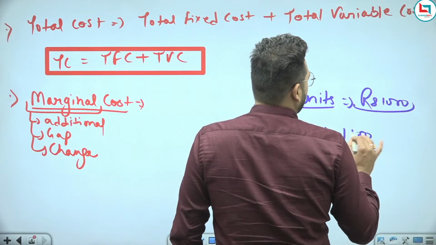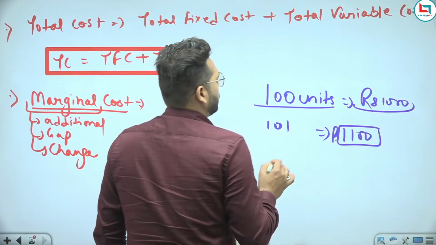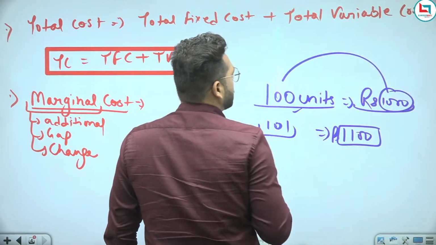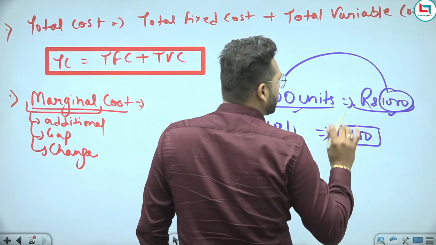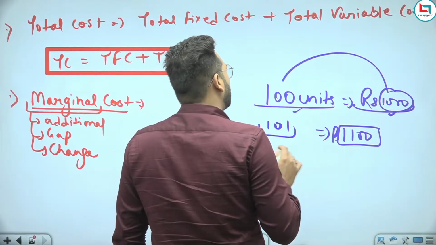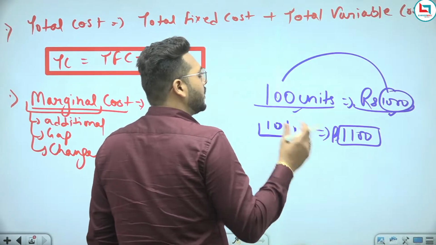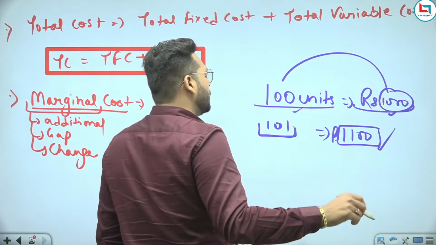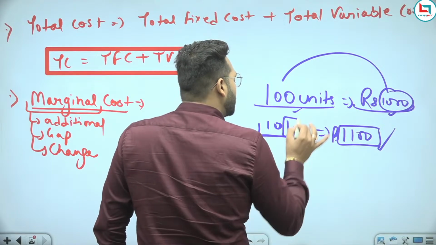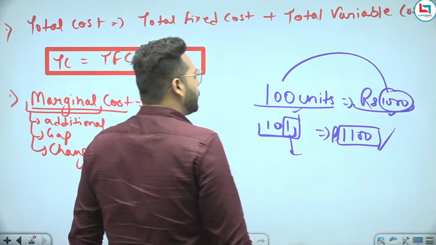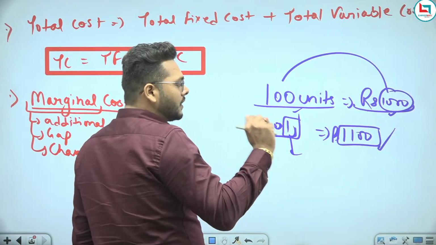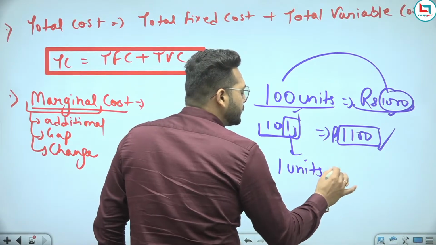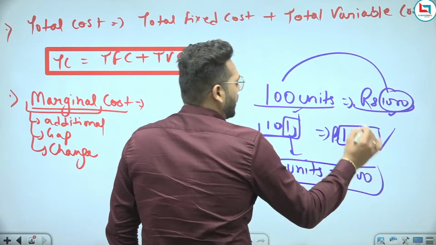Let's say it becomes 1100 for 101 units. So whatever the total amount incurred on the production of total goods and services, total output, that will be included. That is 1,000 rupees. But whatever the total amount incurred on the 101 units will also be called total cost, that is 1100. But if I ask you whatever the amount incurred on the one additional unit that you have produced, just one additional unit, that is 100.